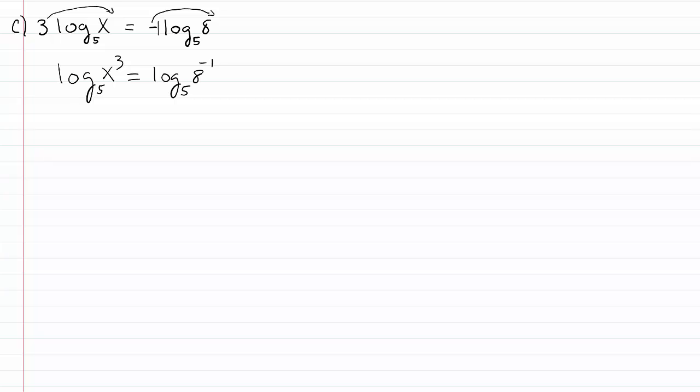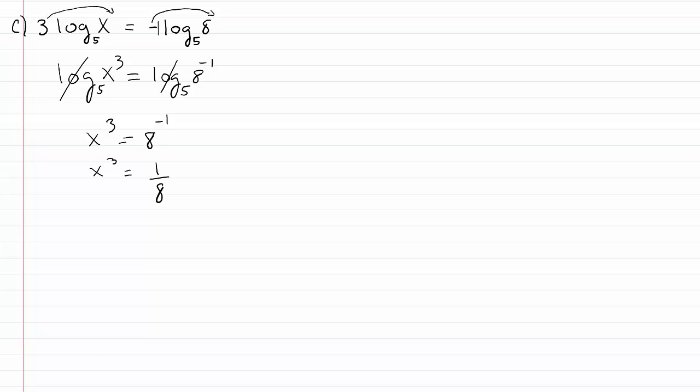Then from there, since they're both logs with a base of 5 on both sides of the equation, we can go ahead and drop the logs and say that we have x cubed is equal to 8 to the negative 1 power. And that's the same as saying that x cubed is equal to 1 over 8 to the 1 power, because if you want to turn a negative exponent into a positive exponent, you just move it across the fraction bar, right? So we brought the 8 to the negative 1 to the denominator to make the exponent positive there.